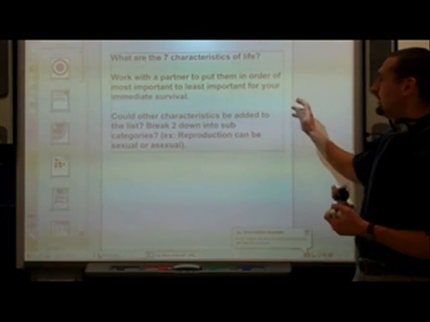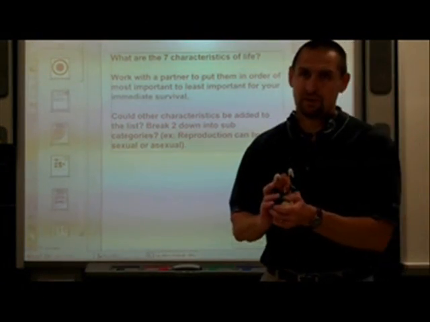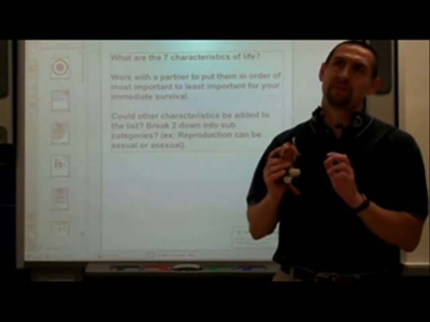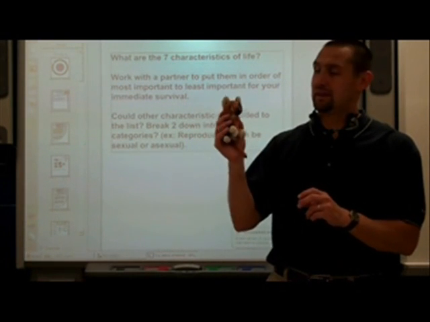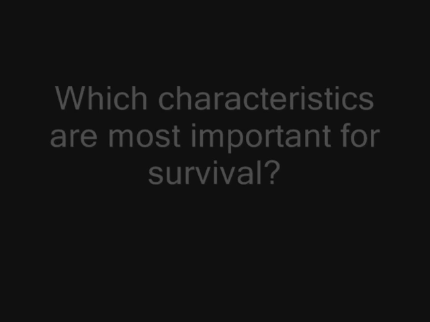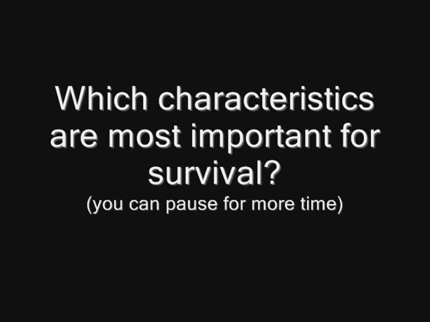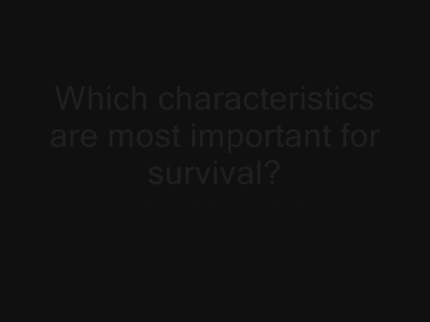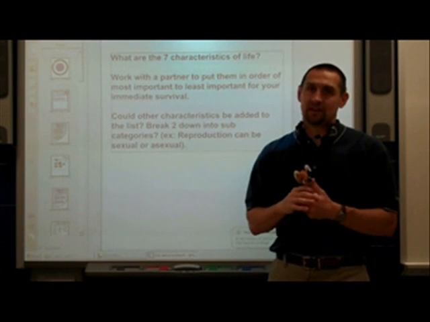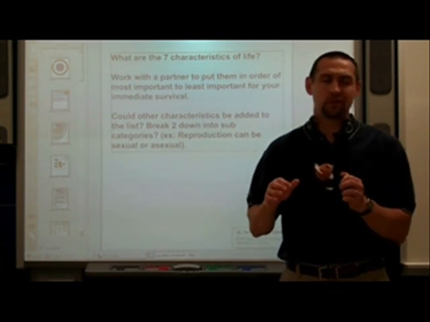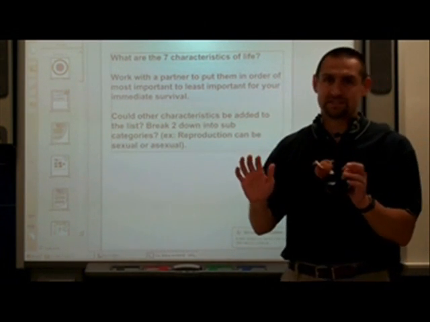Try to put them in order that you think would be the most important for survival. Like, which characteristics of life would make it easy for the cat to survive? And then consider your list again. Is there anything you could do to maybe break that list down into subcategories?